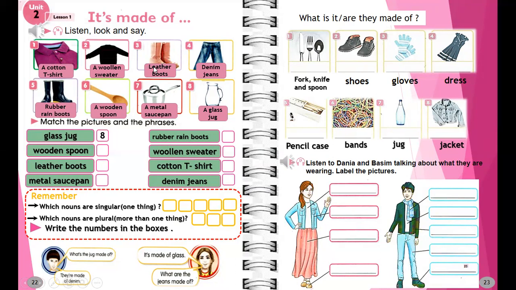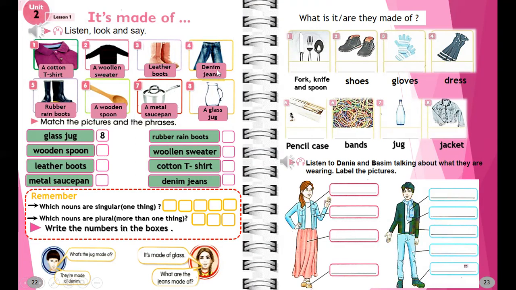Here they are. The boots are made of leather. يعني هوني عندي جمع فأقول they are. يعني عندي فردتين. So we say they are leather boots. They are made of leather. مصنوعة من الجلد. What are they made of? They are made of denim.